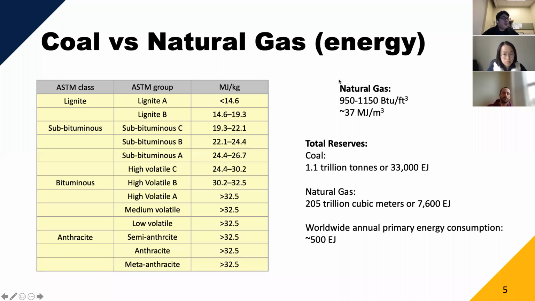In terms of natural gas, we talked about the energy density being about 1,000 BTUs per cubic feet. This is equivalent to about 30 to 40 megajoules per cubic meter. There's some range of this, again, depending on the density of the gas, as well as impurities.